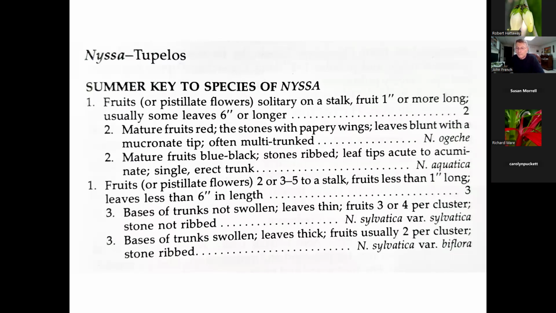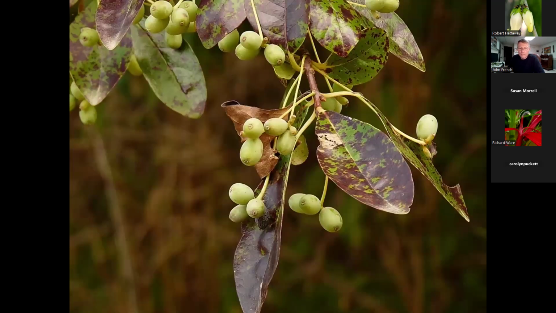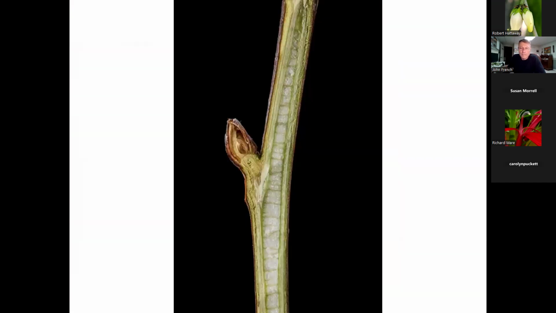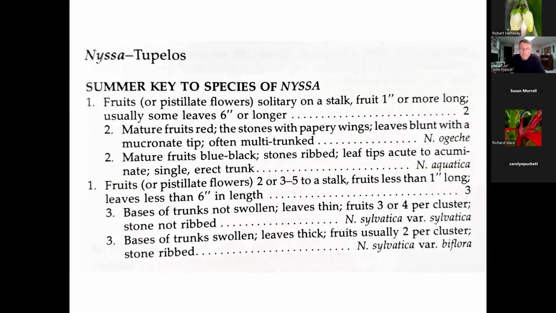Fruits 2 or 3 to 5 to a stalk. Fruits less than 1 inch long. Leaves less than 6 inches long. That's the second choice. There's a picture right here showing the fruit and the leaves. Anyway, so we ended up at the second choice, and you end up between Nyssa sylvatica and Nyssa biflora. They don't call it variety biflora anymore. It's called biflora, period. Yeah, they split it out to a separate species.